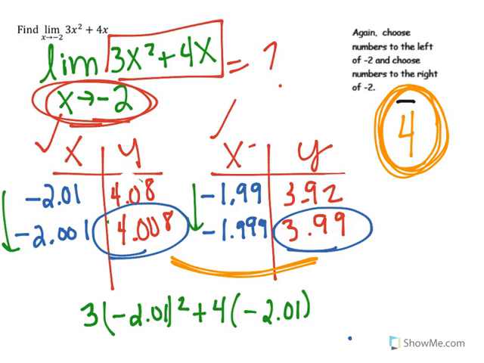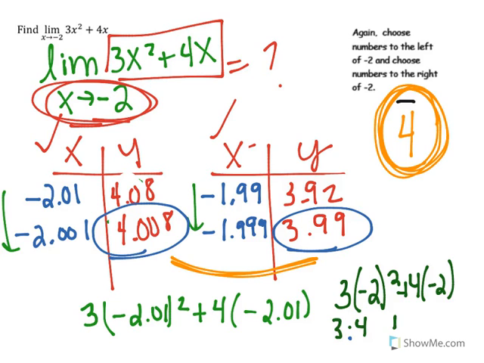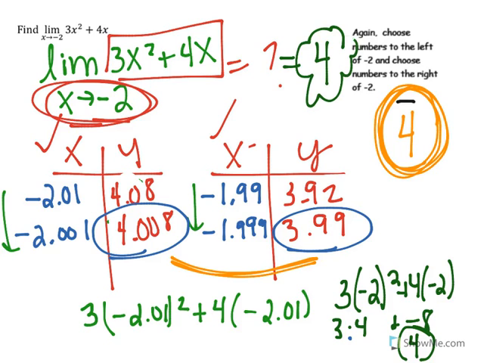So if we look at our plug-in method, let's plug in negative 2. 3 times negative 2 squared plus 4 times negative 2. What we would get here is negative 2 squared, 4. So get 3 times 4 plus negative 8. 12 minus 8 is going to give us 4. So the limit, as x approaches negative 2, of 3x squared plus 4x is equal to 4.